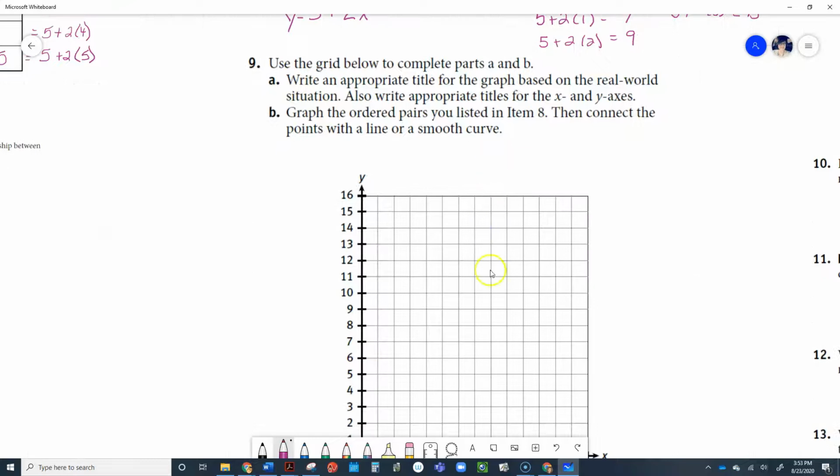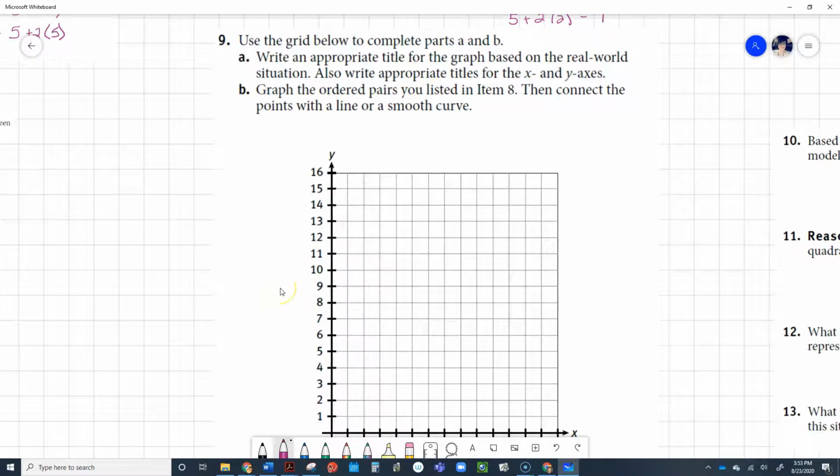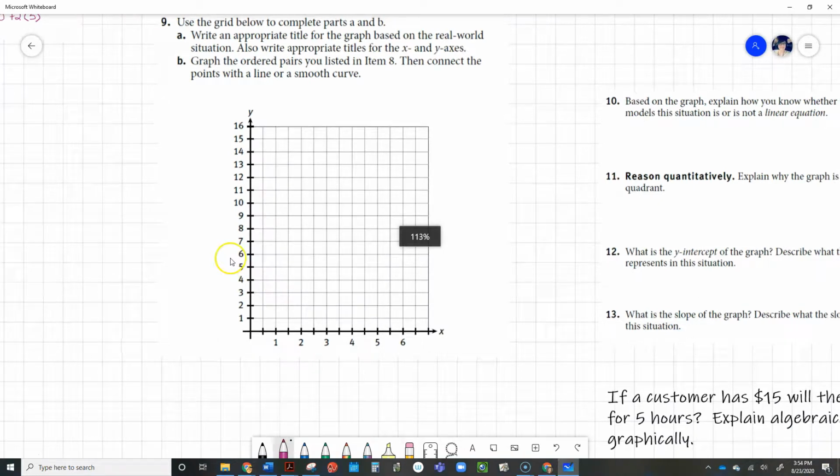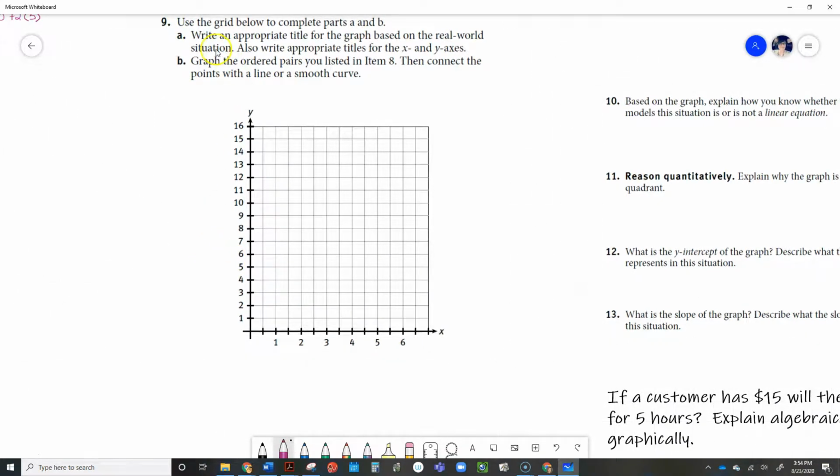It says use this grid. Now here's the part that everybody misses. I'll make this just a smidge smaller. Write an appropriate title for the graph. The title for the graph goes up here. This is where we want the title of the graph. This is talking about all of this. So what is all of this involving? It doesn't have to be exactly like this, no. Cost of tube rentals. Okay, that's what this whole situation is about.